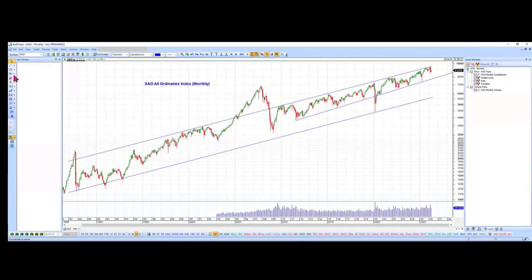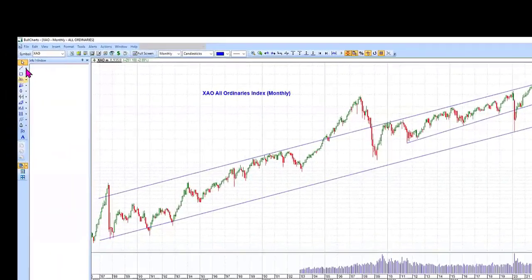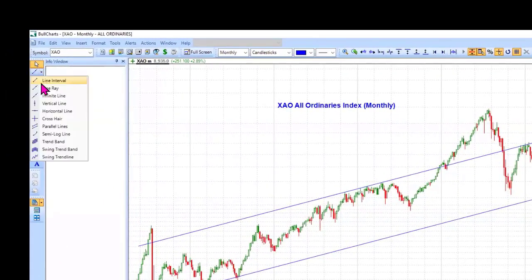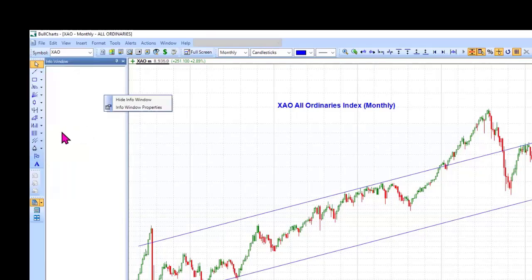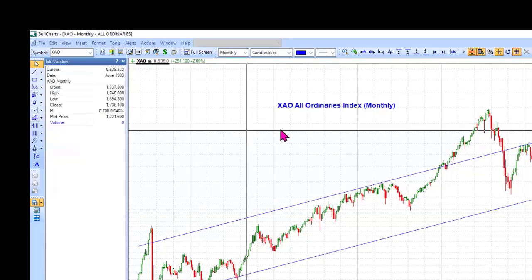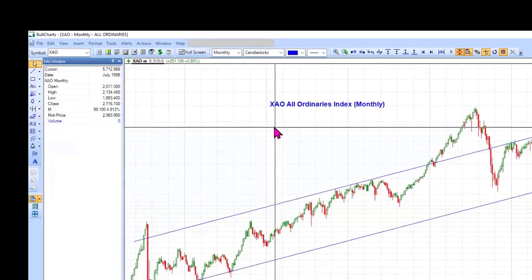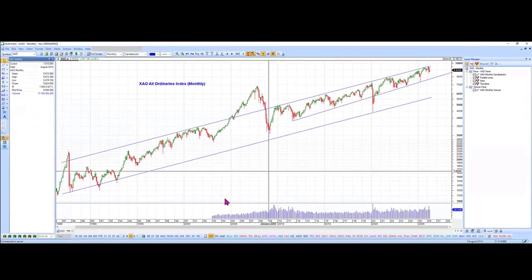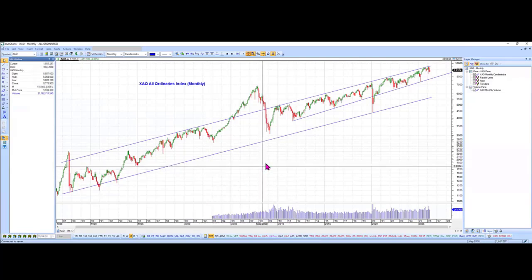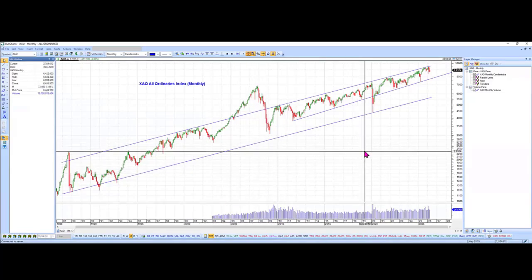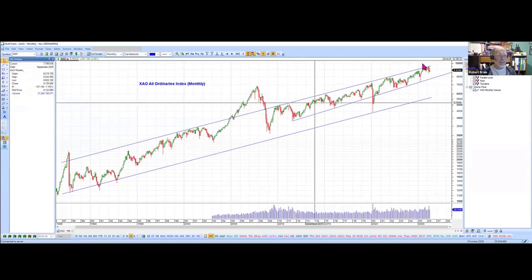If you look over your toolbar here to the left, all I've done is use the parallel lines and taken that up through there. But you've got so many different tools here that you can use that are extremely useful, particularly things like this trend ruler, which I think you've spoken about before. Anyway, I just thought I'd share that. It was something that surprised me actually. I thought it would be more erratic than that.